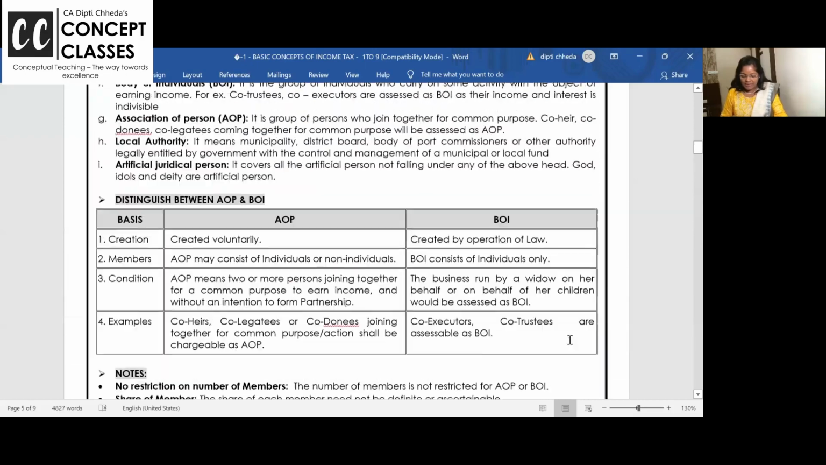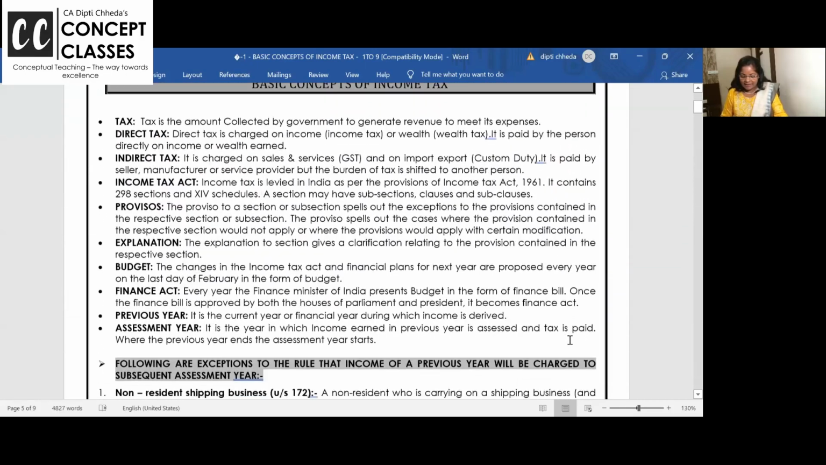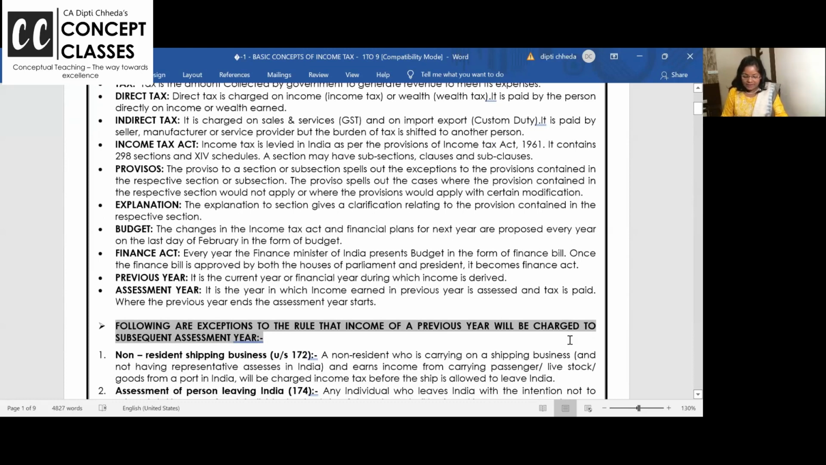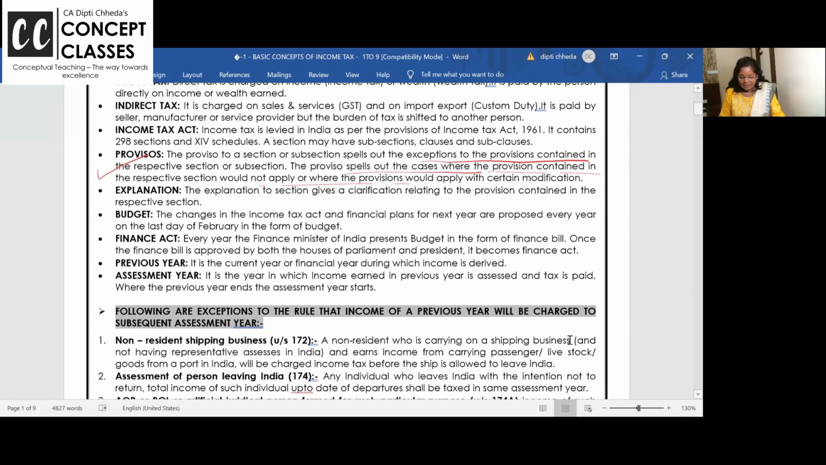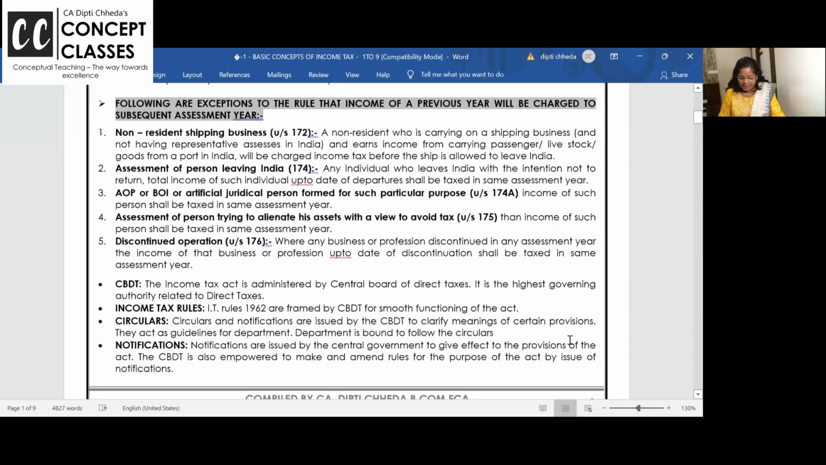Coming back to our class, जहाँ से हमने कल end किया था, ये रहा. All, अच्छा, these are the provisos. I want all of you to read with me on screen. Proviso to a section or subsection spells about exception to the provisions contained in the respective section. Proviso spells out the cases where provisions contained in the section would not apply. It's not applicable. Okay? Explanations, budget, financial year, previous year, ये सब clear है?